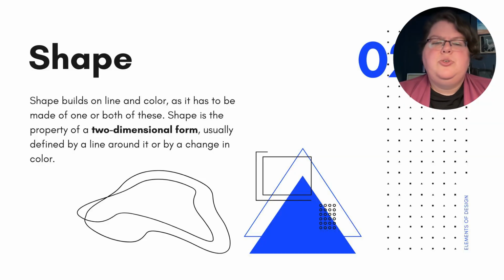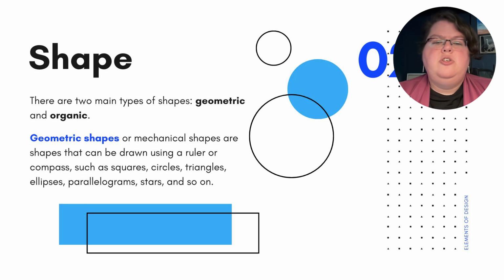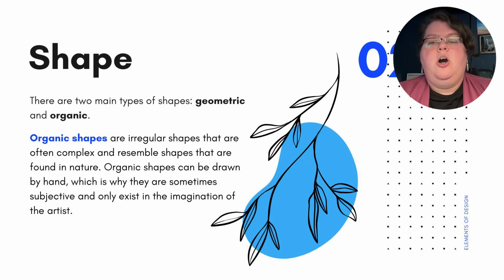Next, a shape is a two-dimensional area that is surrounded by an outline, either overt or implied. Artists can use other elements, including line, color, value, and shadow, to give the shape the appearance of a three-dimensional shape. There are two main types of shapes, geometric and organic. Geometric shapes or mechanical shapes are shapes that can be drawn using a ruler or compass, such as squares, circles, triangles, ellipses, parallelograms, stars, and so on. Organic shapes are irregular shapes that are often complex and resemble shapes that are found in nature. Organic shapes can be drawn by hand, which is why they are sometimes subjective and only exist in the imagination of the artist.